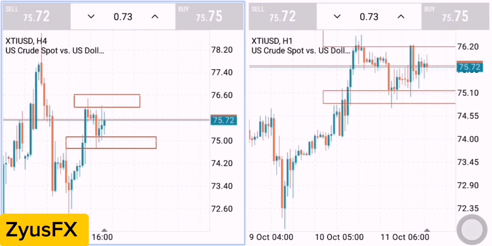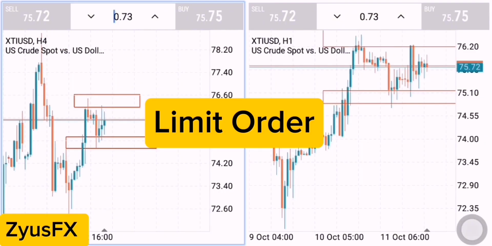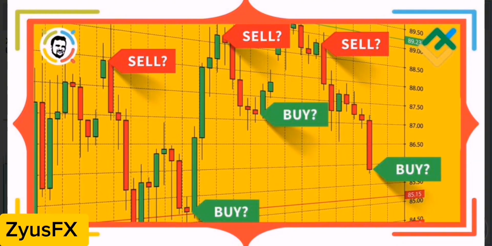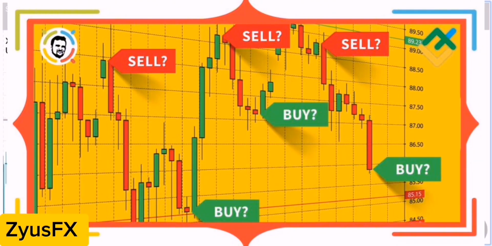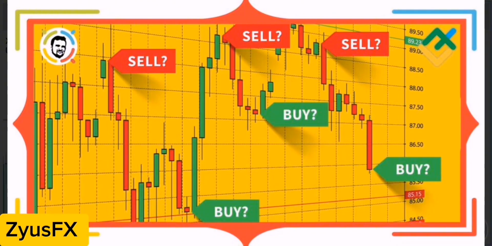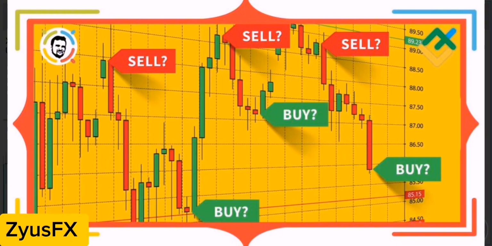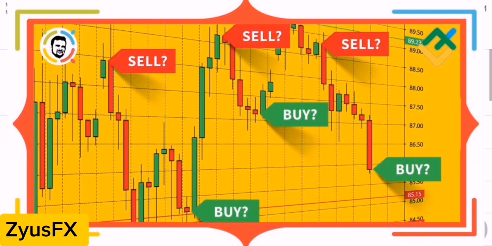So the last one on the list is the limit order, which is the sell limits or the buy limits. And these are orders placed at levels we anticipate price to reverse at. So we set our limit orders at levels we anticipate price to reverse at. This is best for reversal traders who take trades at key levels. Let me share with you some examples.